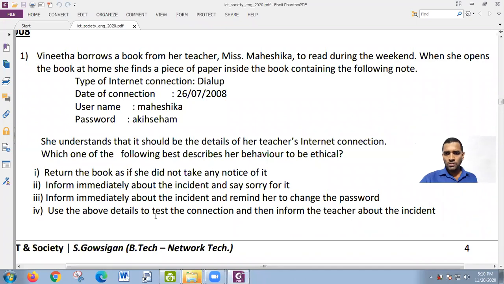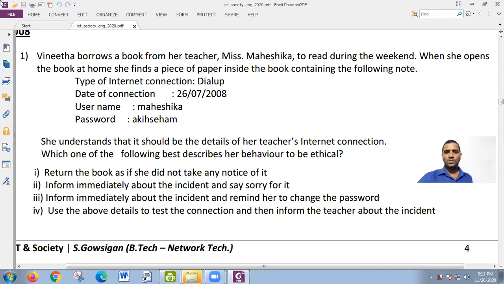Use the above details to test the connection and then inform the teacher about the incident. You cannot do that, right? You cannot test whether her internet connection is working by using the username and password. At the time you found this information, you understood they are the internet login details of your teacher. If you understood that, you never try them on the computer. So that cannot be accepted. You cannot test whether the usernames and passwords are working or not. So you cannot do that.